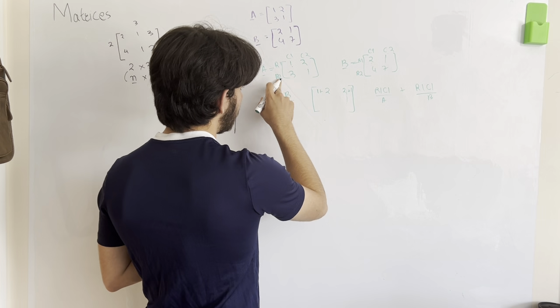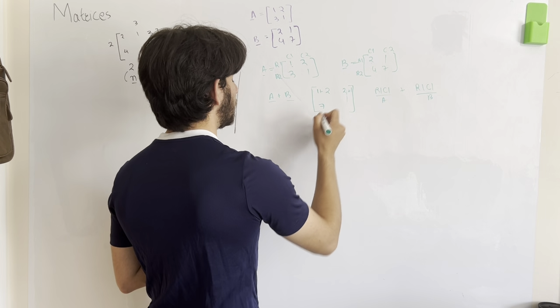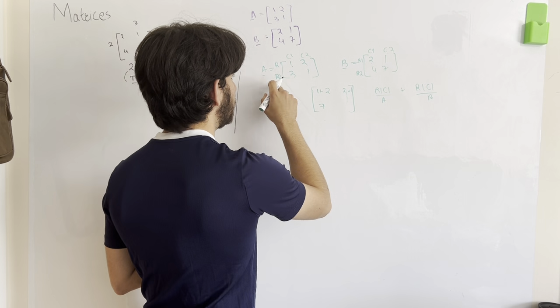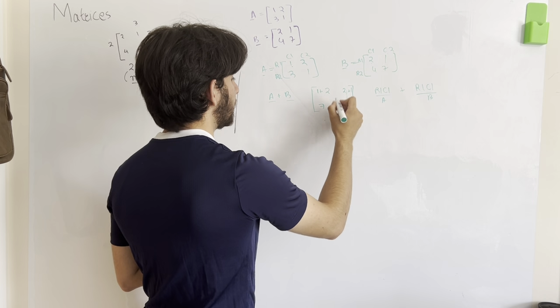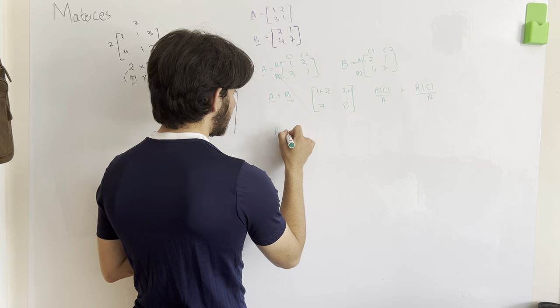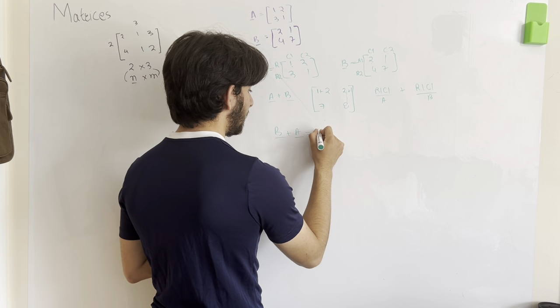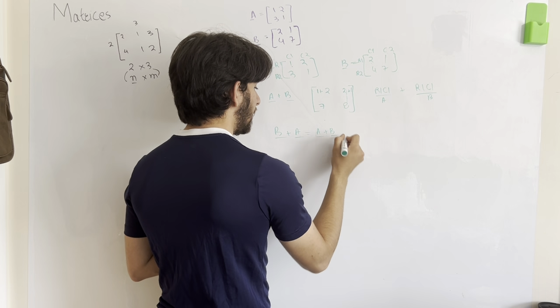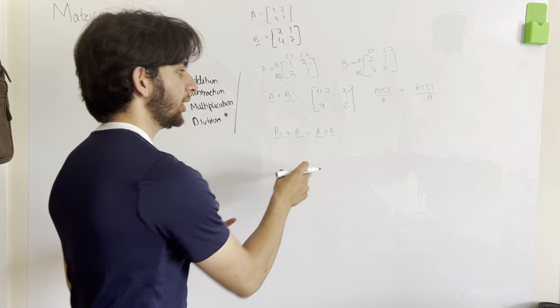Same thing here, row 2, column 1: 3 plus 4. I'm just going to write down the numbers now. Row 2, column 2 plus row 2, column 2 in the second matrix: 1 plus 7, 8. Crucially, what you can see over here is that the matrix B plus the matrix A is just going to be the same as A plus B, i.e. the order does not matter, okay? This operation is commutative.